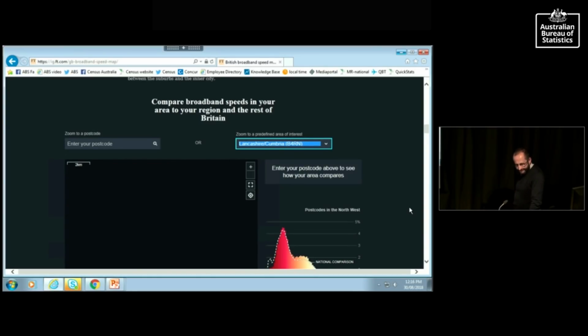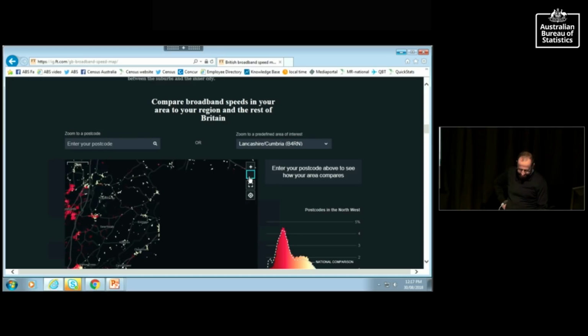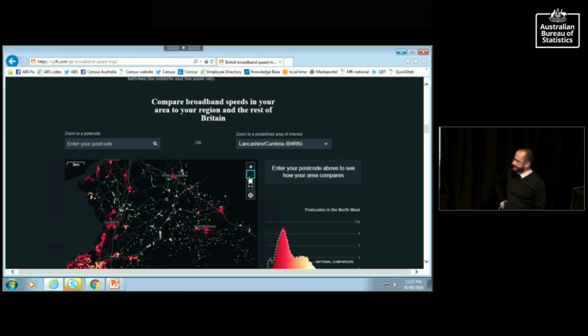slight performance lag on this computer, unfortunately. Right. Anybody notice anything about these fast areas? It's completely rural. It's farmers. And it's farmers who've decided to lay their own network.